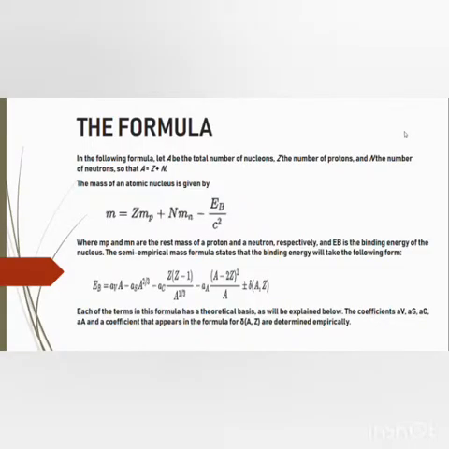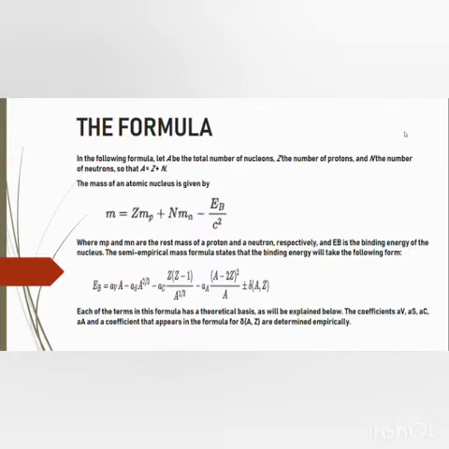So here is the formula. Let A be the total number of nucleons, Z the number of protons, and N the number of neutrons, so that we get A = Z + N. The mass of an atomic nucleus is given by M = Z Mp + N Mn - Eb/c², where Mp and Mn are the rest masses of the proton and neutron respectively, and Eb is the binding energy of the nucleus.